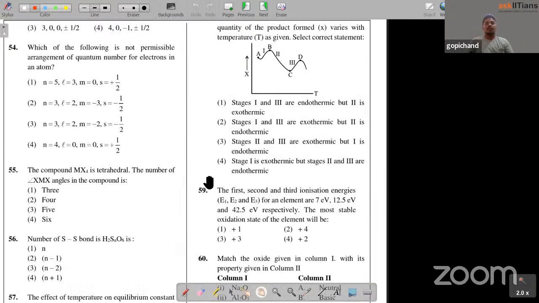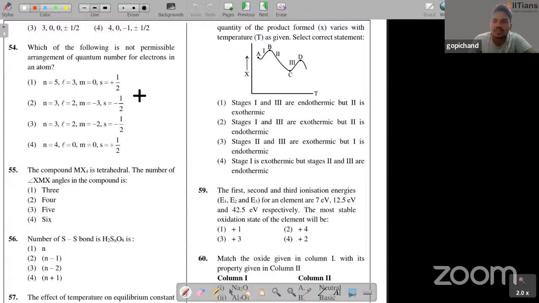Now question 54. Which of the following is the not permissible arrangement of the quantum numbers? Again, this question is asked from the atomic structure quantum numbers. These are the more frequent kind of questions we'll observe in our examinations. So going forward, you have to make sure that you answer these kinds of questions properly. Okay, so now think of it and answer the question. Which of the following is not a permissible arrangement of the quantum numbers for the electrons in an atom?